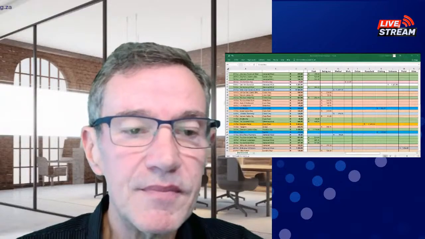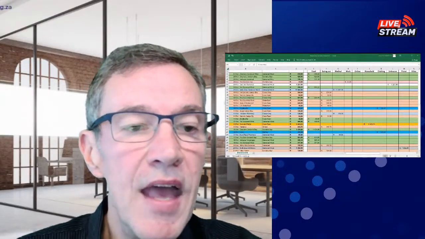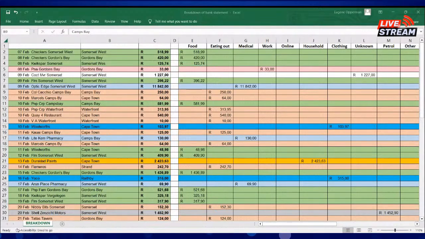So next, what I would do is I would use an Excel spreadsheet. Very similar to this. If I can just make that a little bit bigger so that you can see, I would use an Excel spreadsheet, and that is based on the banking statement. And I would split it up. I have to do my homework beforehand. I would split that up under food, eating out, medical, work, online, household, clothing, unknown, petrol, and others. And I would go through that.